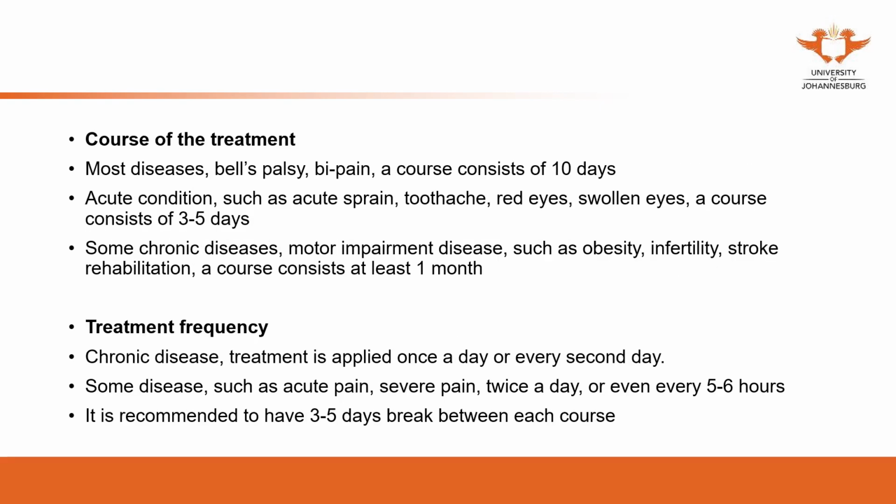The course of the treatment will depend on the disease. Most diseases can be 10 to 14 days, such as Bell's palsy, and the bi syndromes we're going to introduce in the disease section. This refers to different kinds of pain of the muscles and joints. The course consists of 10 days. Some acute conditions can have a shorter period. Some chronic diseases may be much longer, 1 month or even 3 months.